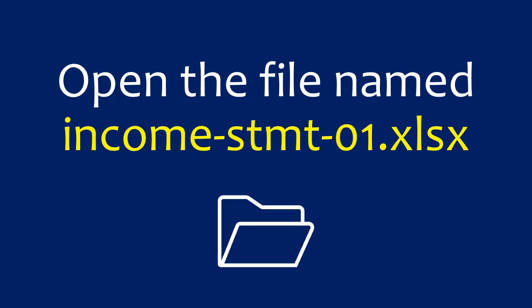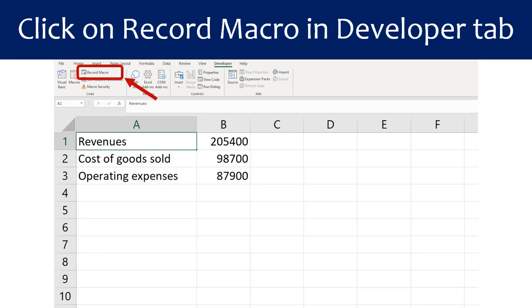Start by opening the file named income-statement-01.xlsx in Excel. We are going to begin recording the macro to perform the formatting steps next. Put your cursor in cell A1. Go to the Developer tab and click on Record Macro.